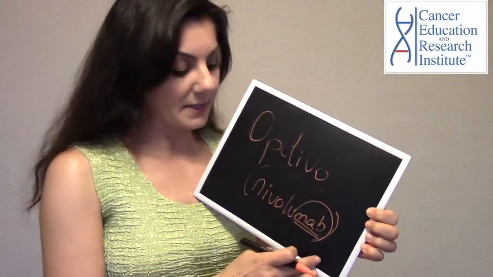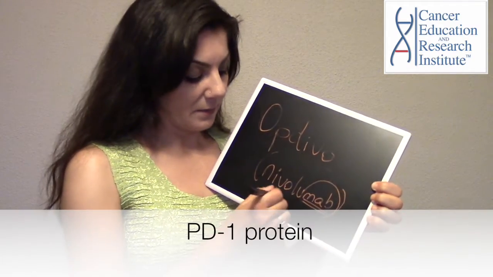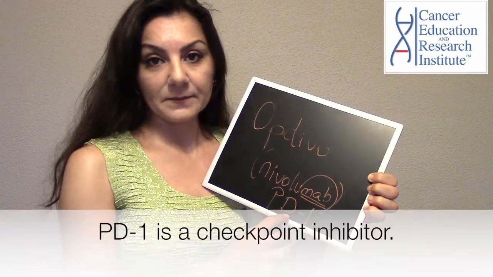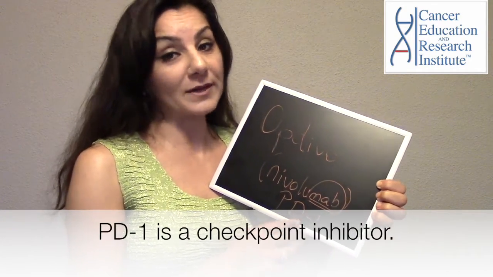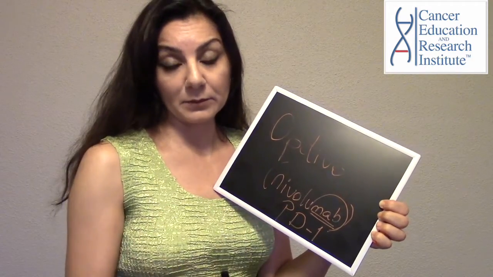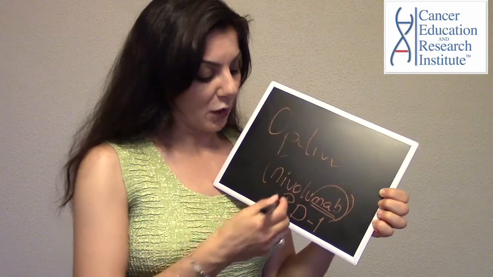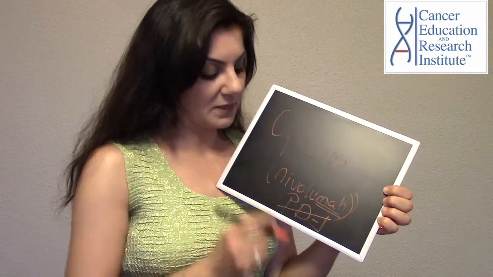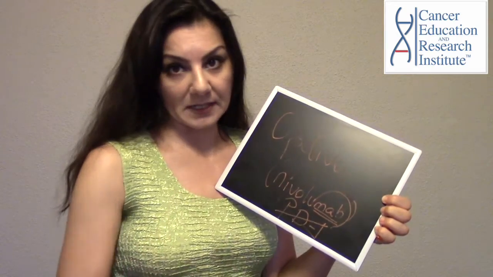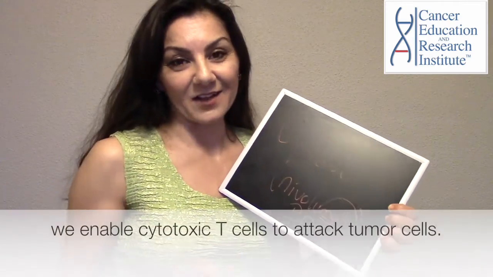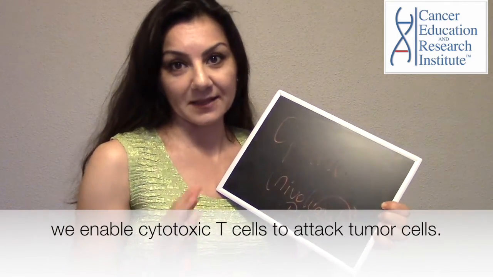Nivolumab is a monoclonal antibody that is targeting the PD-1 protein. The PD-1 protein, as we call it, is a checkpoint inhibitor. A checkpoint inhibitor inhibits T cells, or the immune system cells, from attacking tumor cells. When we block this PD-1 protein, or the checkpoint inhibitors, we are enabling immune system cells, or cytotoxic T cells, to attack tumor cells and kill them.